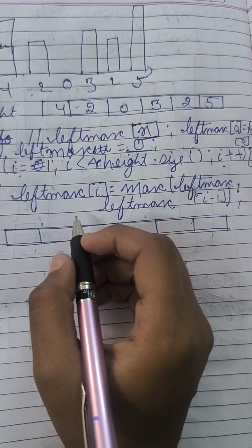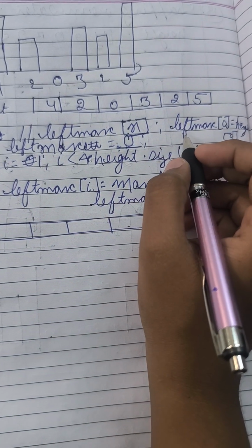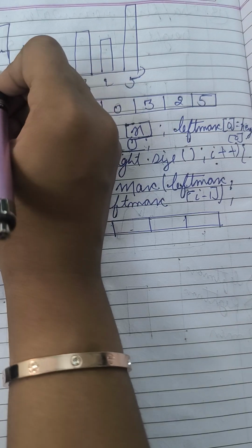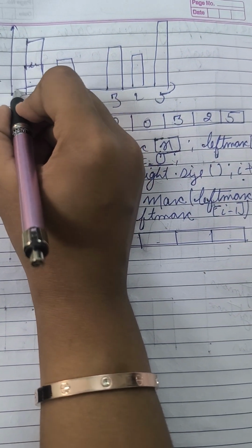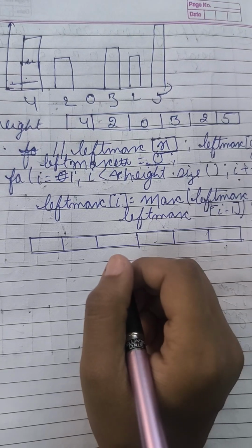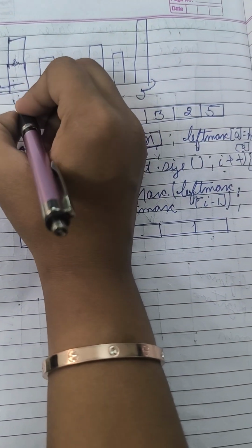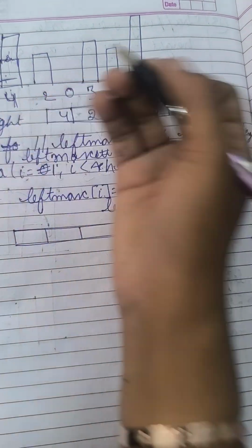So why am I taking the left max of 0 as height of 0, or you can take even minus infinity, it depends upon you. Why? Because do you think that before 4 there is any maximum? No, nothing is maximum. So for left max of 0, which is the fourth element, it is minus infinity, or you can just say that it's of height 0 only.